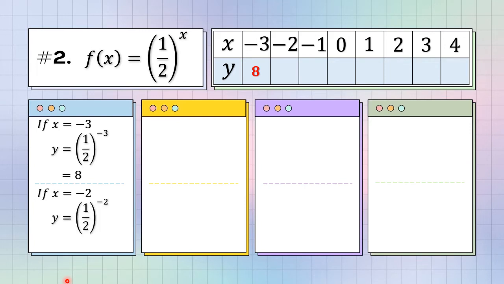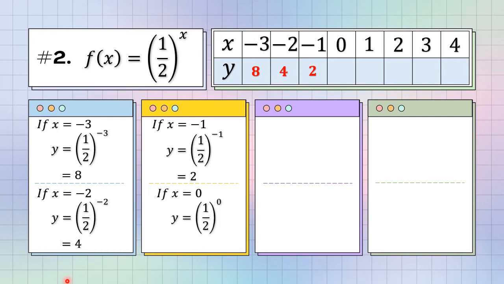Next, negative 2. Substitute negative 2. So, we have y is equal to 1 half raised to negative 2, and that is equal to 4, because that will become 2 raised to 2. So, if x is negative 2, then y is positive 4. Next is negative 1. So, we have 1 half raised to negative 1, and the reciprocal of 1 half is 2. That means if x is negative 1, then y will become 2. If x is equal to 0, any number or variable raised to 0, the answer is always 1. That means y is equal to 1.